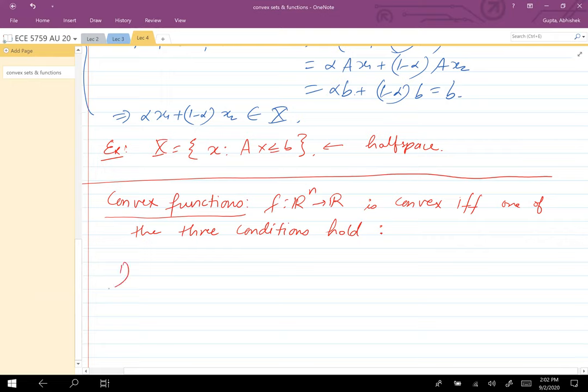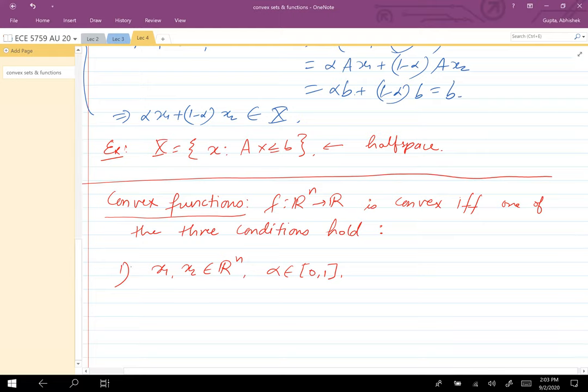Has anyone seen convex functions before? Yes? Okay. So do you remember what the definition of a convex function is? It was something like, if you have two points on the function and then you take a straight line across, any point in between is above f of x, the middle point. Right, right. Yeah, so you are quite close.